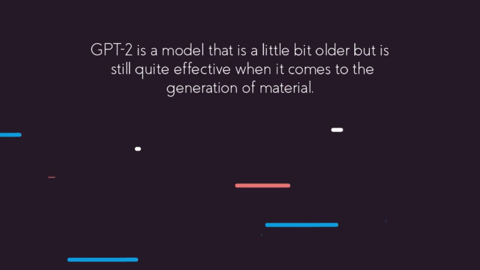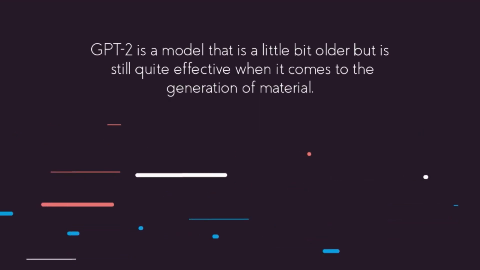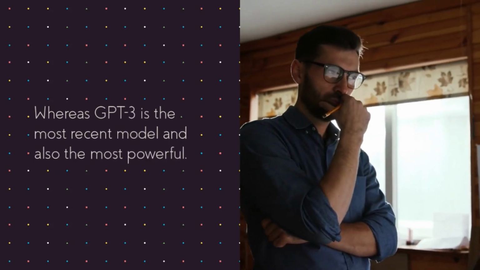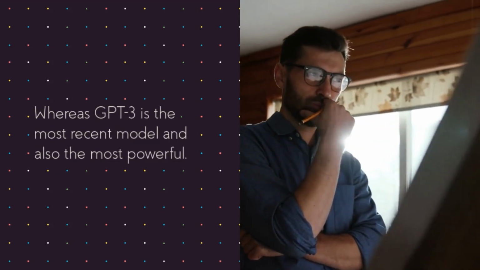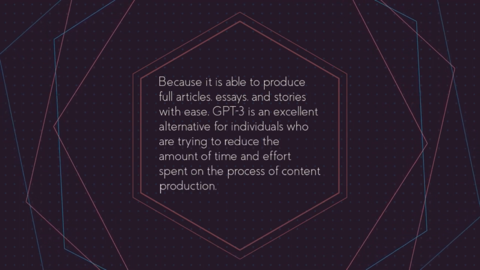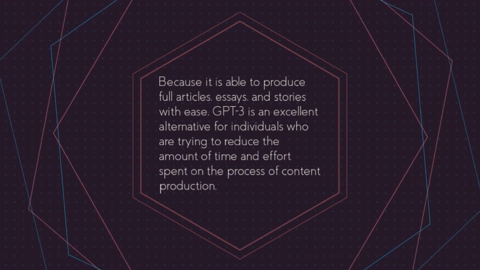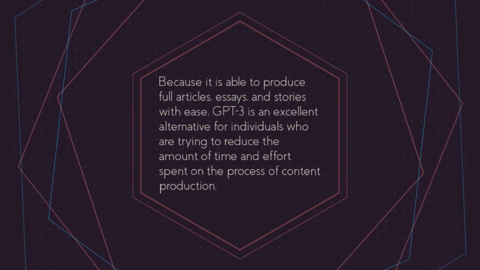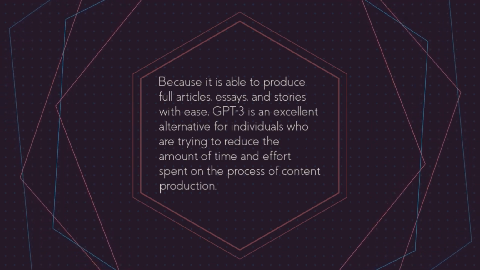GPT-2 is a model that is a little bit older but is still quite effective when it comes to the generation of material, whereas GPT-3 is the most recent model and also the most powerful. Because it is able to produce full articles, essays, and stories with ease, GPT-3 is an excellent alternative for individuals who are trying to reduce the amount of time and effort spent on the process of content production.